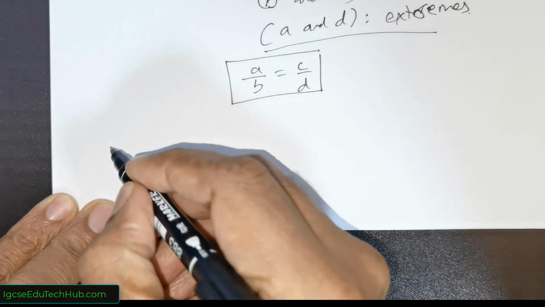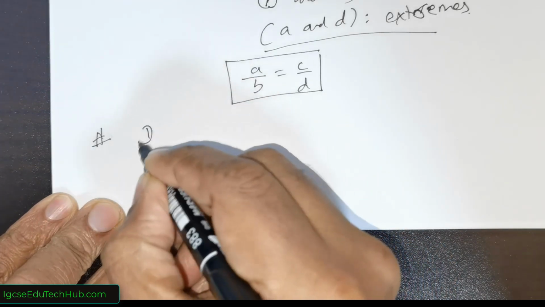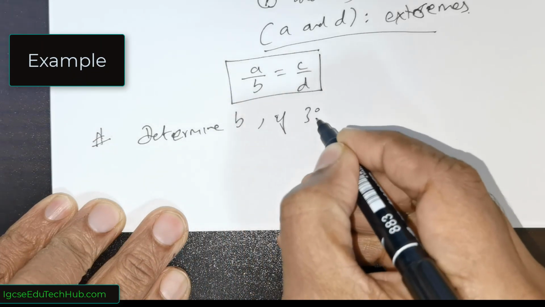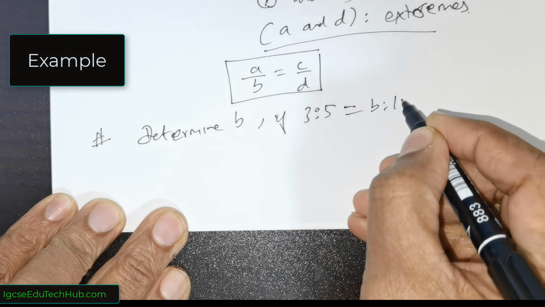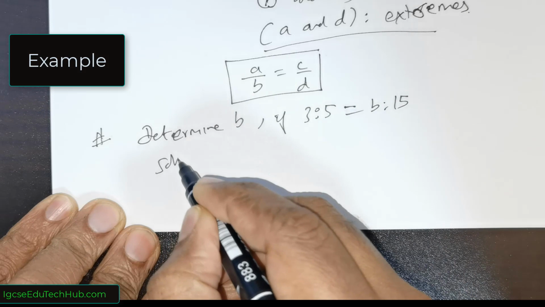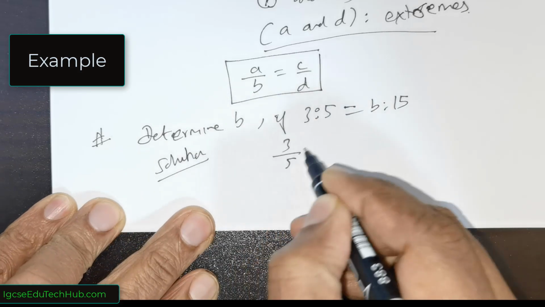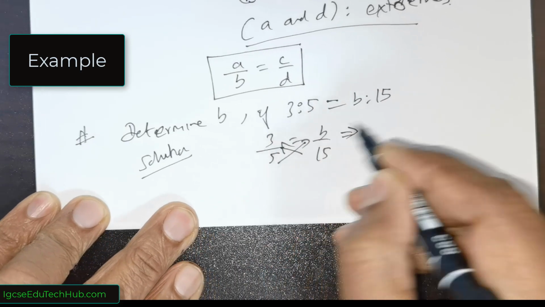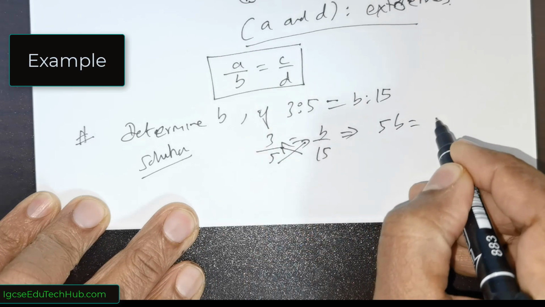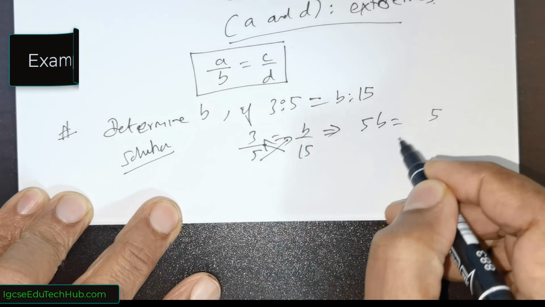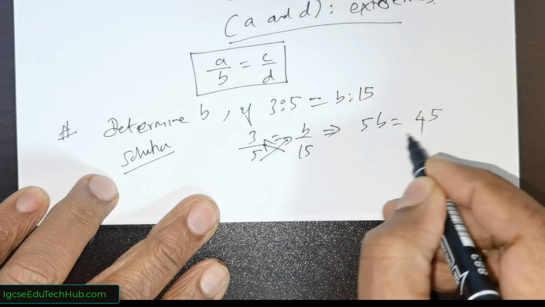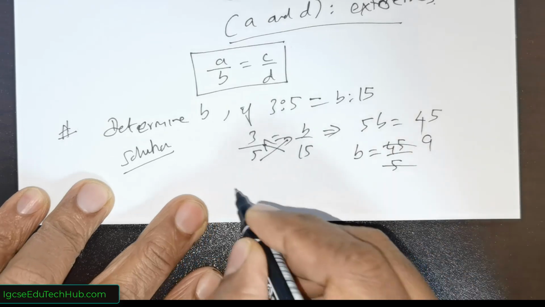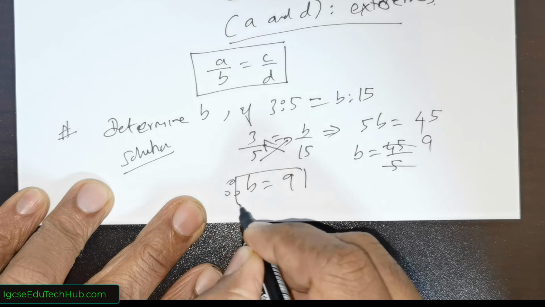Okay, now we have a question. Determine B if 3 is to 5 is equal to B is to 15. Now solution. This can be rewritten as 3 over 5 is equal to B over 15. You cross multiply: 5 with B, so you get 5B, and 3 with 15, which is 45. Bring the 5 down, so B is equal to 45 over 5, 5 divides 45 9 times, so therefore the value of B is equal to 9.